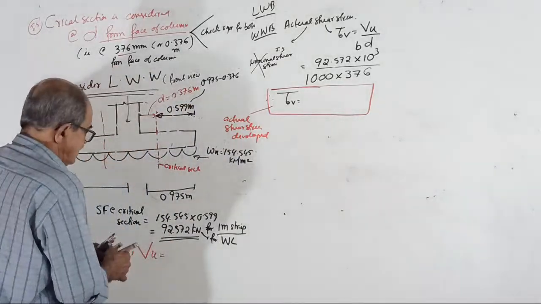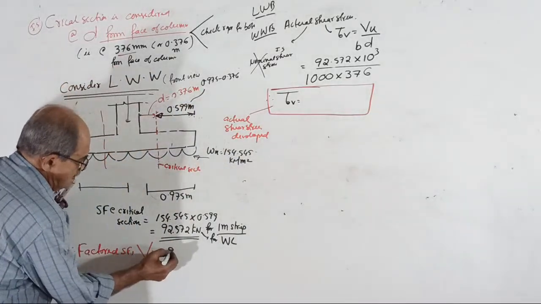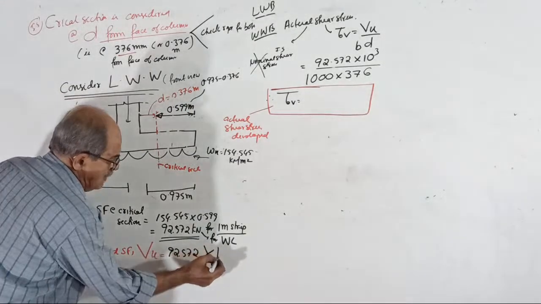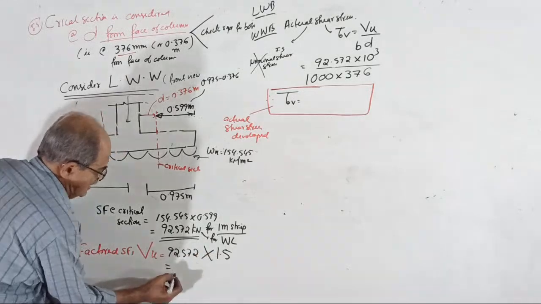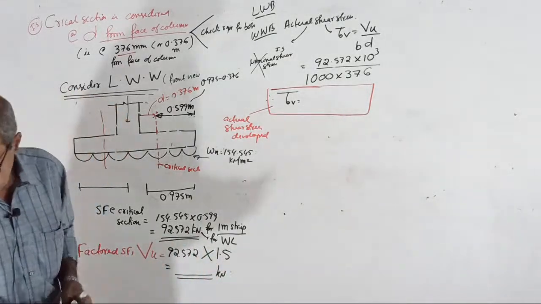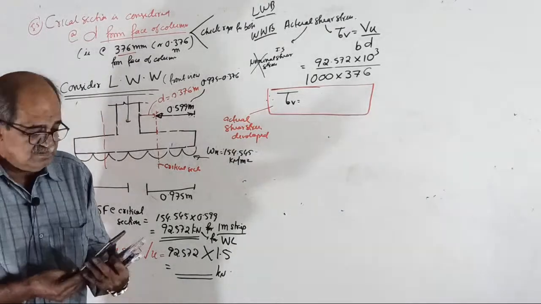Equal to what? 92.572 multiply by 1.5. What is the answer? It will come in kilonewton. Factored shear force, how much? Board fully visible?